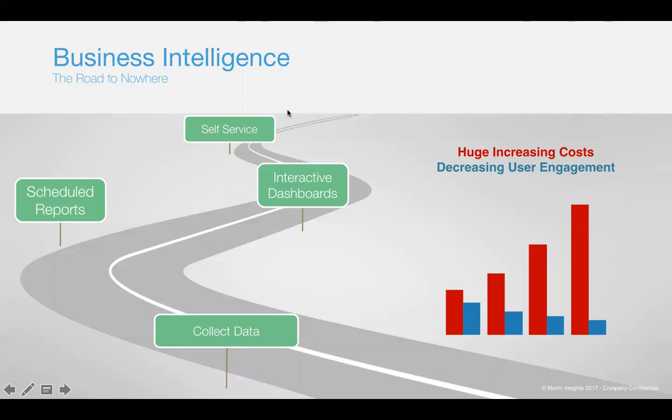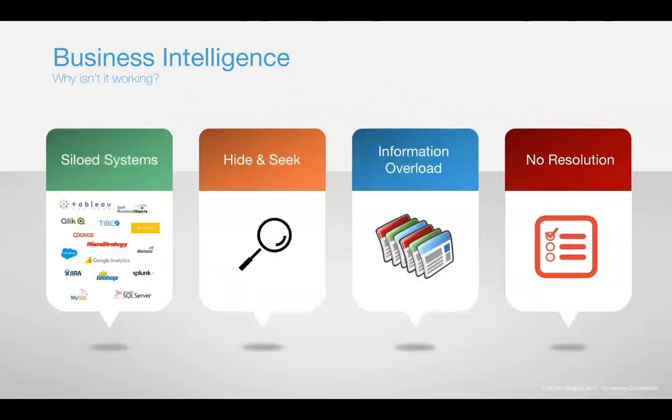All right, so just to tee up the Metric Insights solution and what we're trying to solve here, really what we see out in the industry is everyone is traveling down the same path with their BI strategy. And they're investing heavily in different activities along that path, whether it be collecting data, creating reports and interactive dashboards, or investing in new types of technology that enable self-service or predictive analytics, whatever it might be. We're seeing huge increasing costs being put into BI, but the reality is that most people out in an organization are not really engaging with what's being delivered. So why is that? Why isn't BI really working?